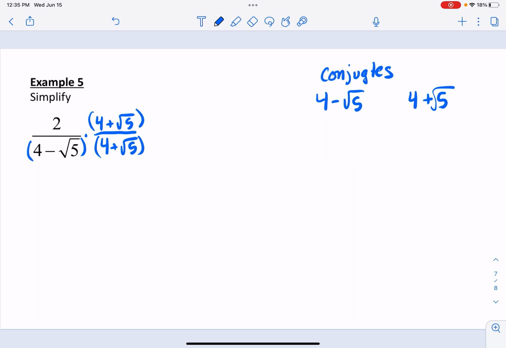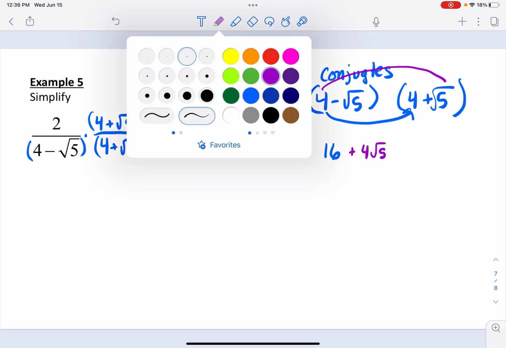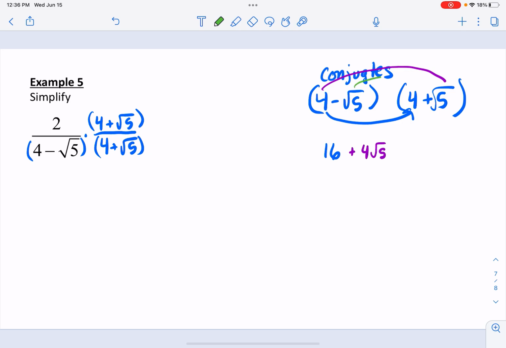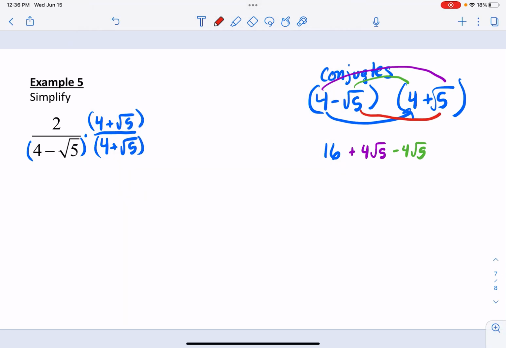So let's just multiply those two things together. And I'm going to do the work over here since I already have it written over here. When you're multiplying two radicals like this, you want to do FOIL. So first terms, we get 16. Outer terms. Inner terms. And then the last terms. That turns into a minus root 5 times root 5 is 5.